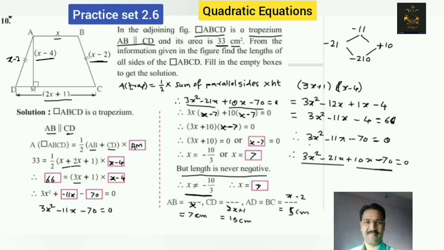Like this, we can write all these values: AB is 7 centimeter, CD 15 centimeter, and AD equal to BC, both these are 5 centimeter. Like this we can write here. Understand, friends? Like this we can solve the example. Try to clear the problems if you have any. Okay, friends? Stop here.